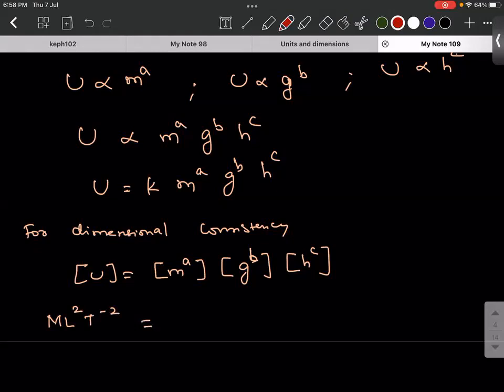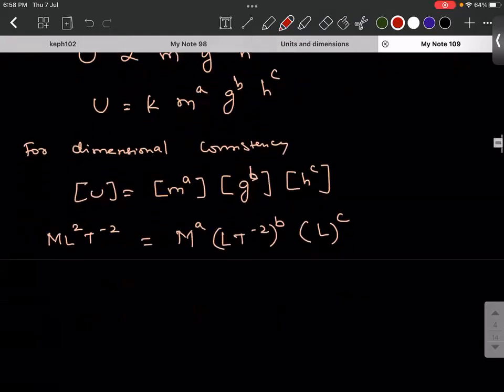Mass is M power a. Acceleration due to gravity, acceleration, the name itself is telling you, is LT minus 2 to the power b. h is length to the power c. So M L square T minus 2 is equal to M power a, L power b plus c, T power minus 2b. So compare on both the sides.